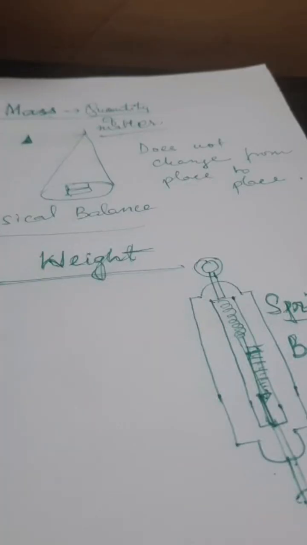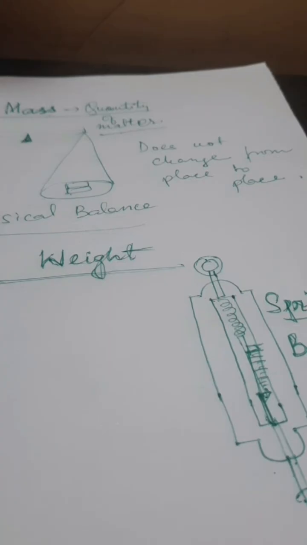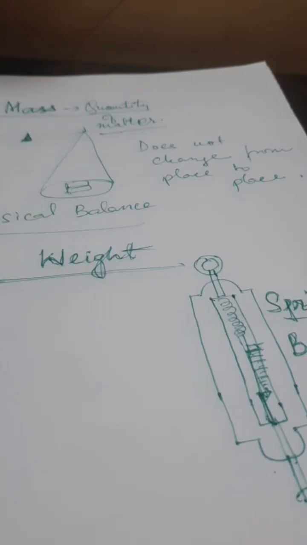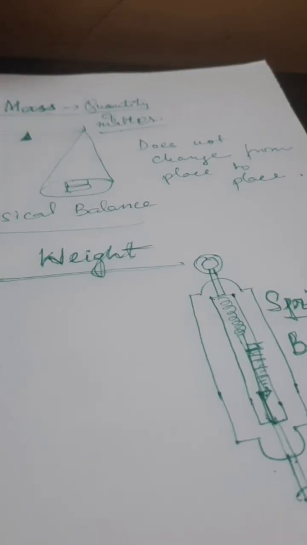Then what is weight? How do we differ it here? Now we come to know what is meant by weight of an object. The weight of an object is the force with which any object is attracted towards the earth. It is the force, I am repeating again, it is the force with which the earth attracts that object towards itself.